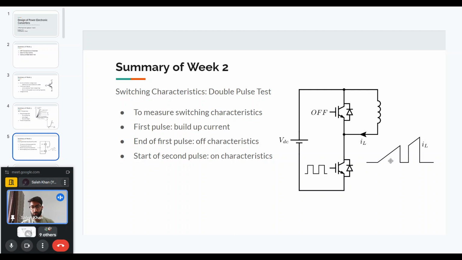And by varying the pulse duration, especially the first pulse duration, we can vary the current at which the switching takes place. So if the pulse duration is short, then we will get the characteristics at a lower current. And if the pulse is longer, then we will get the characteristics at a higher value of current. So in this way, we are able to get the switching characteristics at different values of current and voltages. So this is the double pulse test setup.